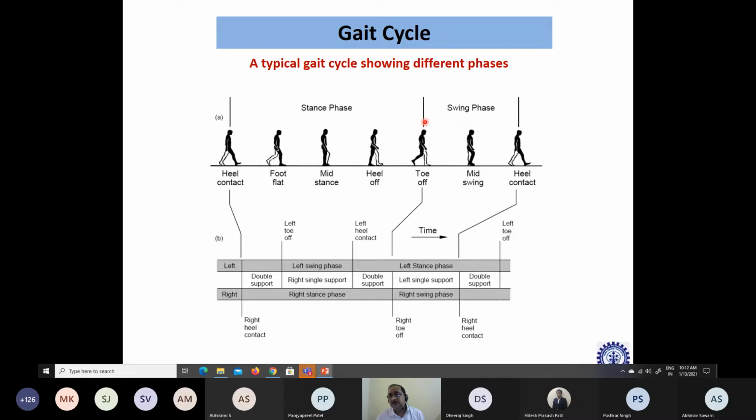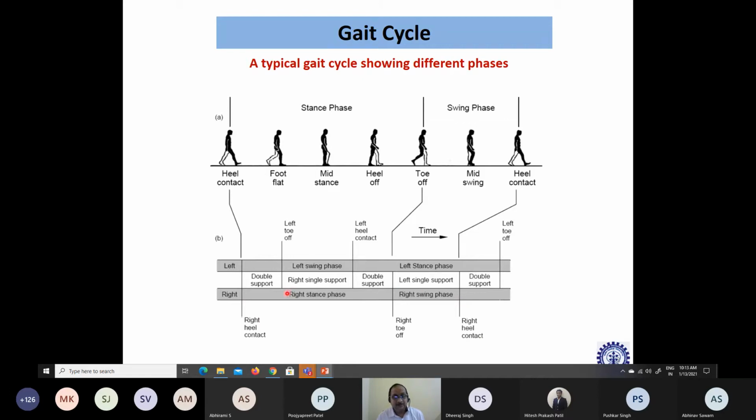The next major phase that follows the stance phase for the right leg is the swing phase, where the right leg is swinging in the air. From toe off, it is the mid swing, where it is swinging in the air at the mid phase. And then finally, it strikes the ground again at heel strike, or right heel contact. So from right heel contact to right heel contact is one complete cycle, which is represented here.